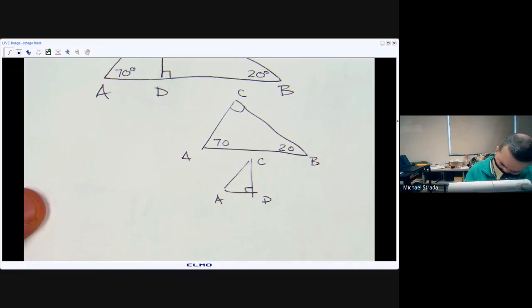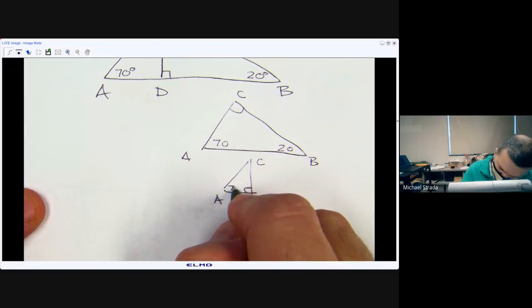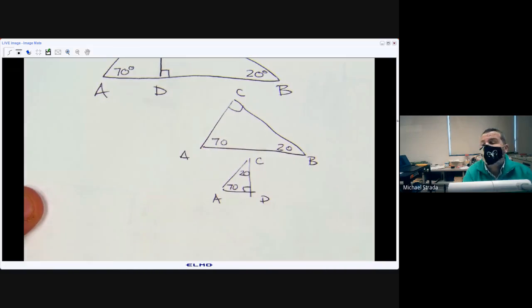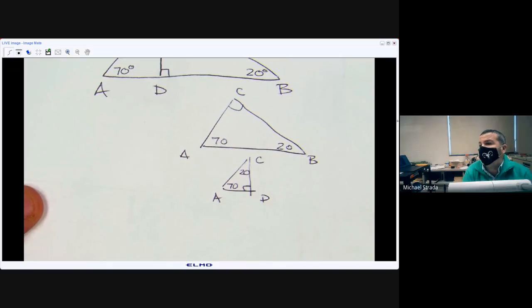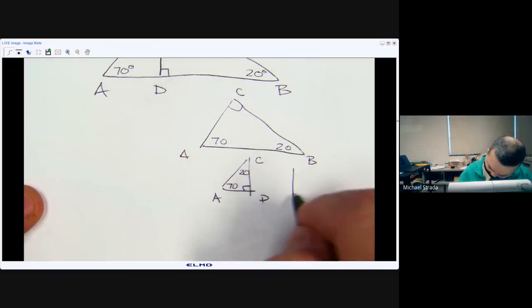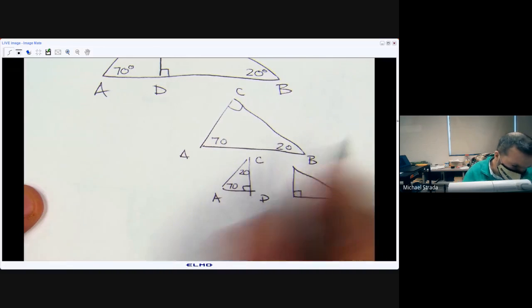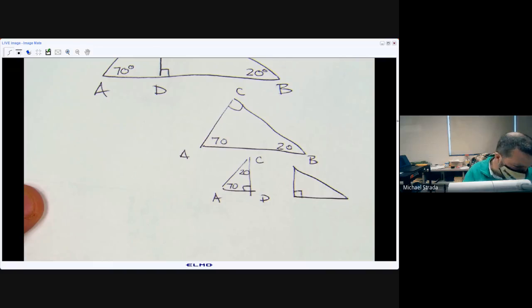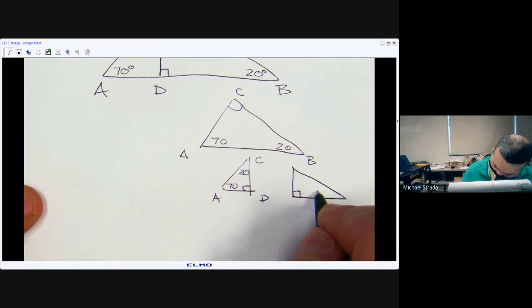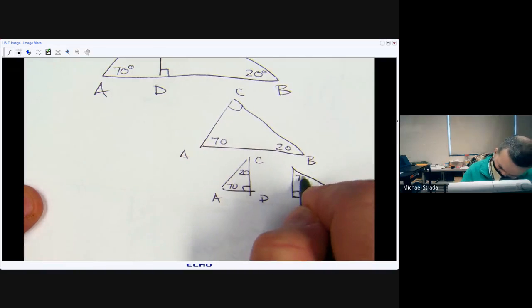All right. This is still 70. That was 20. You'll notice those two triangles are similar. Because of what? Angle, angle. And then finally, if we add the one to the right, all right, that's the 90 degrees, that's the 20, and that's also 70.